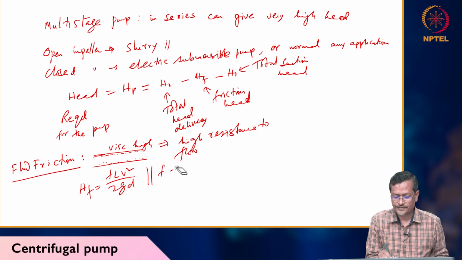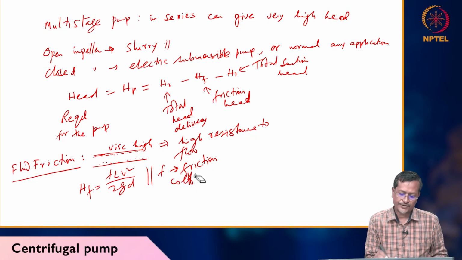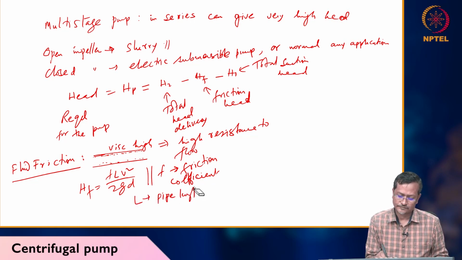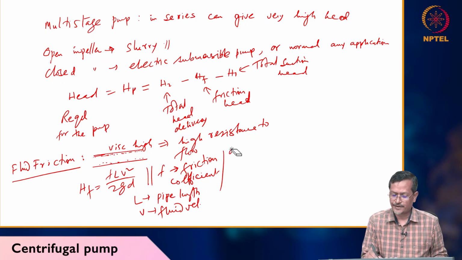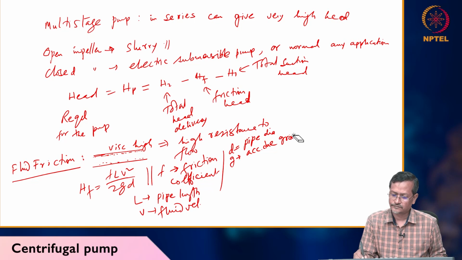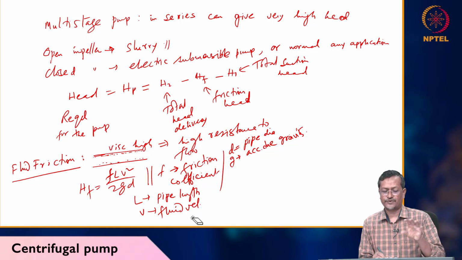F is the friction coefficient, L is the pipe length, V is the fluid velocity, and D is the pipe diameter, and g, as you already know, is the acceleration due to gravity. Now the friction factor depends on your fluid velocity and viscosity. This value can be calculated from an empirical relation, or you can use the Moody friction chart and calculate the value from there also.